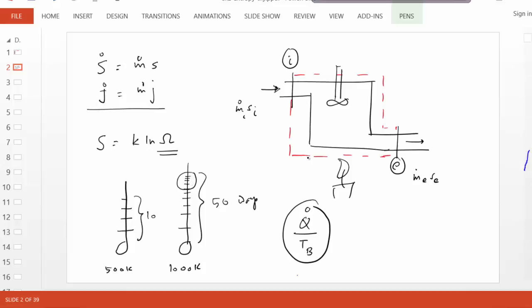Whereas if the boundary temperature is lower, suppose the boundary temperature is 500 Kelvin, then probably the molecules will be over a bigger range. And as a result, because the energy levels are more sparse in this case, the variation introduced, the number of ways in which you can store things, will be higher at lower temperature.